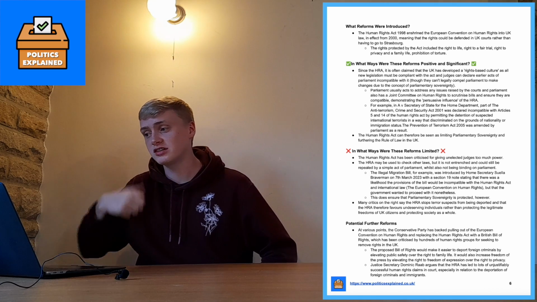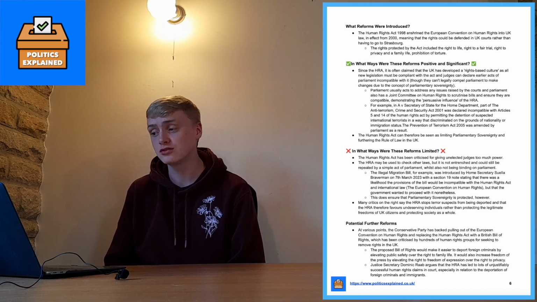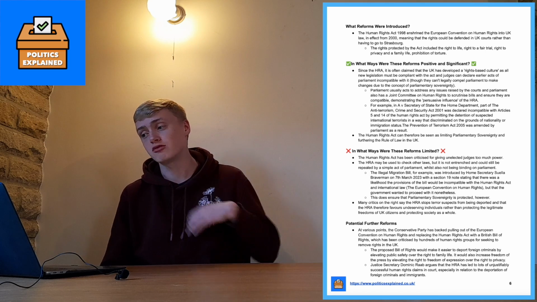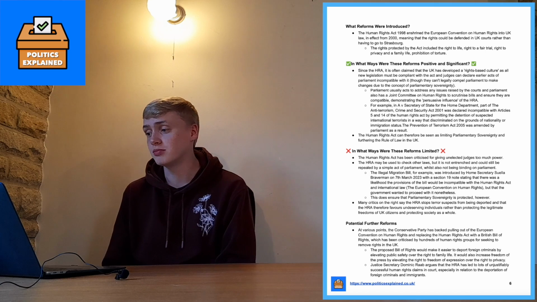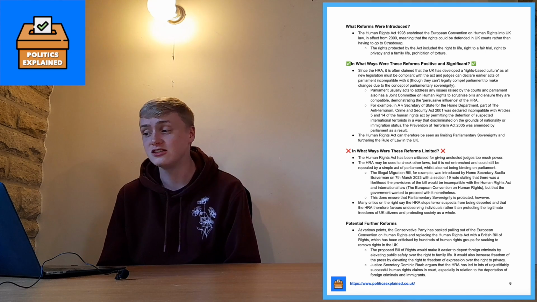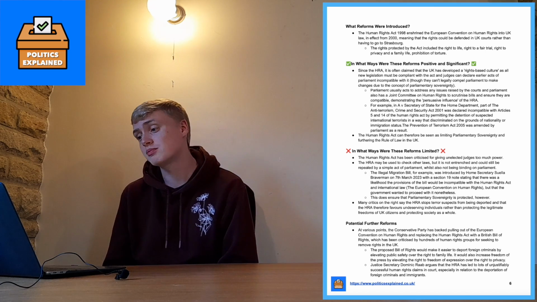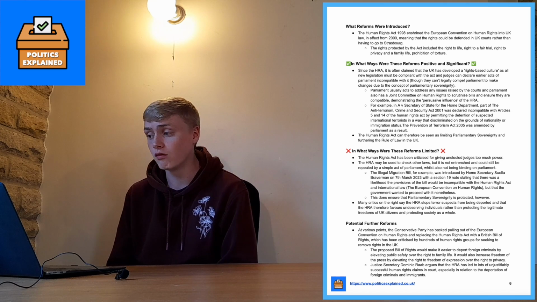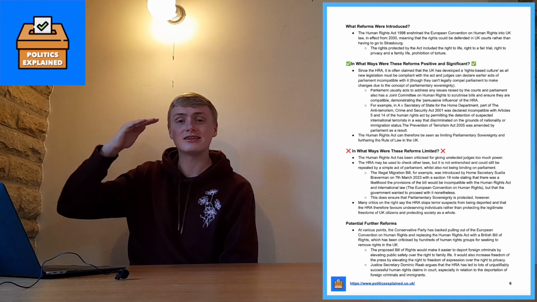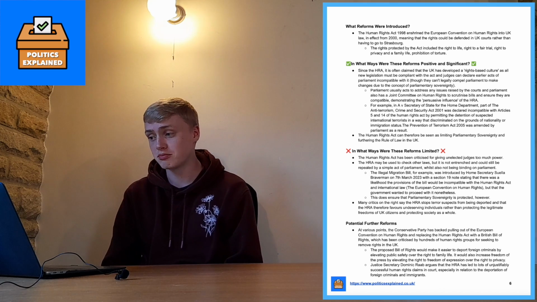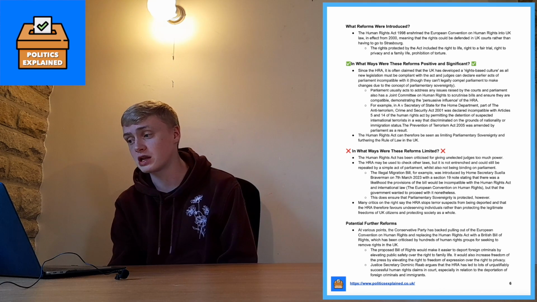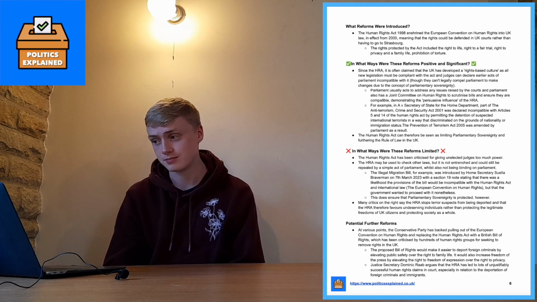At various points, the Conservative Party has backed pulling out of the European Convention on Human Rights and replacing the Human Rights Act with a British Bill of Rights, which has been criticised by hundreds of human rights groups for seeking to remove rights in the UK. The proposed Bill of Rights will make it easier to deport foreign criminals by elevating public safety over the right to a family life, and it would also increase freedom of the press by elevating the right to freedom of expression over the right to privacy.